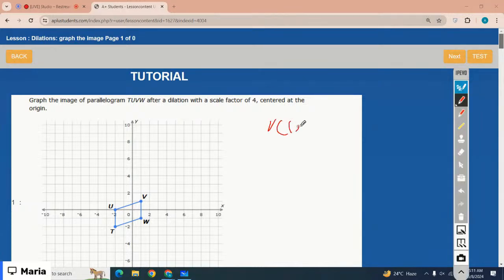V, they are 1 and 1. W, they are negative 1 and 1, so they are 4 and negative 4. Then U is negative 2 and 0, so they are negative 8 and 0. T is negative 2, negative 2, so you have to multiply. They are negative 8 and negative 8. So if you plot these points, you will get the dilated image, that is with a scale factor of 4.